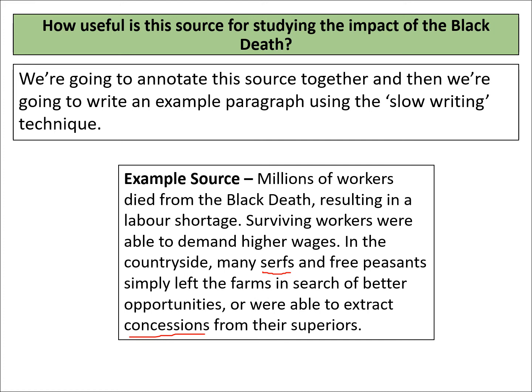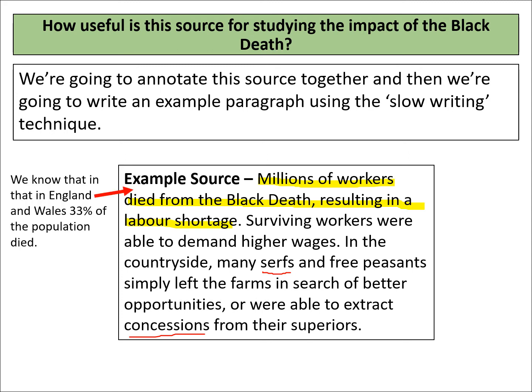Let's take the first bit. Millions of workers died from the Black Death, resulting in a labour shortage. From our own knowledge, we know that in England and Wales, 33% of the population died. This is what led to the labour shortage because so many people perished during the Black Death.